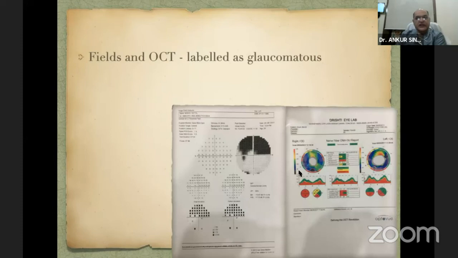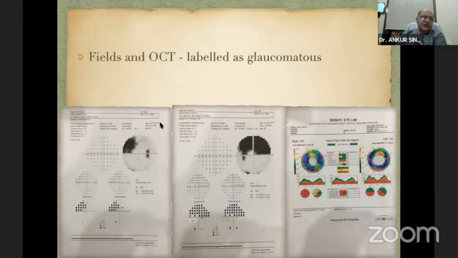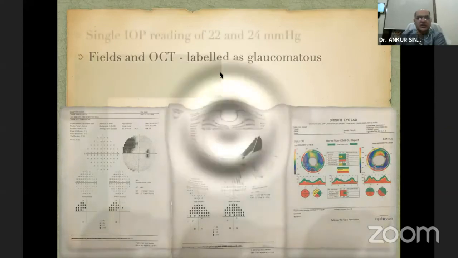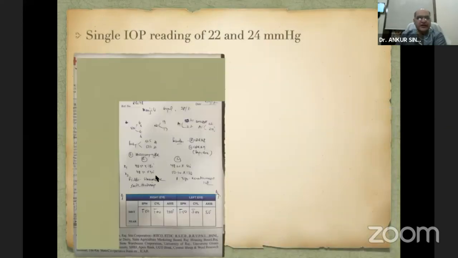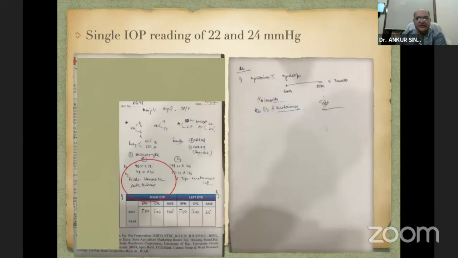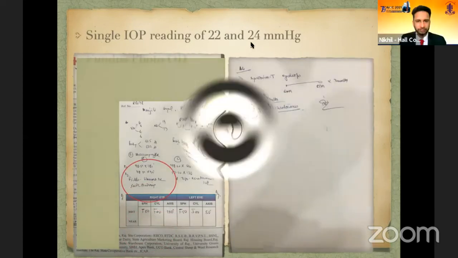And this was the OCT when the patient had come to us. The OCT shows very large discs and abnormal nerve fiber layer. And this is the other visual field defect which I could see, which is not typical of glaucoma. And when we looked, this was the IOP, which was 22 and 24, which was recorded there, and she was started on anti-glaucoma medications. Synovirim T was started here.